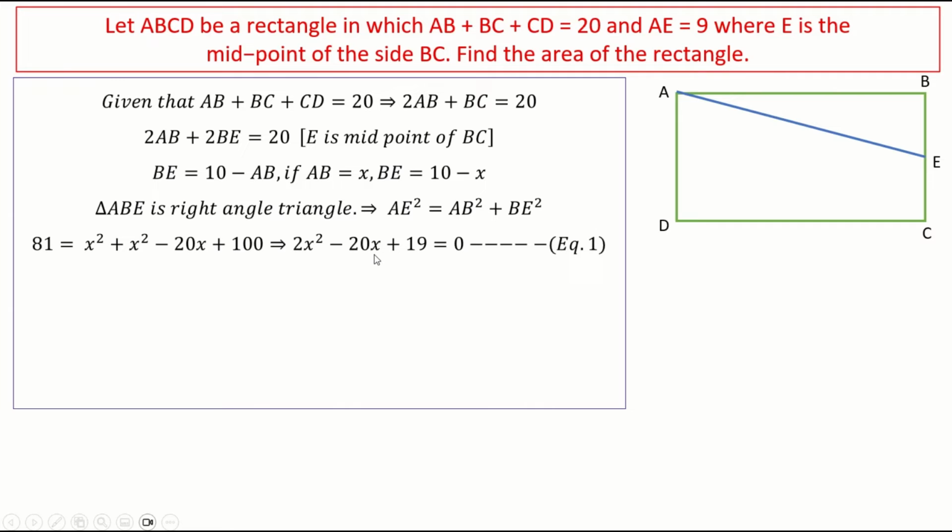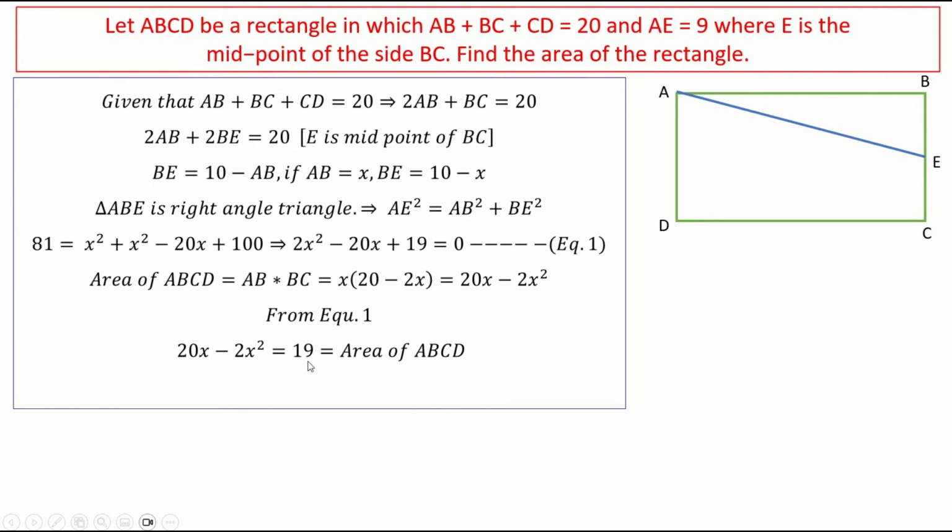I'm not trying to find x here because I can see the area is this expression. Okay. Area of ABCD equal to AB into BC. AB is nothing but x. BC is twice the BE, that is 20 minus 2x. So area is nothing but 20x minus 2x square. Correct? So from equation 1, I can see that if I take 2x square minus 20x to the RHS, it will become 20x minus 2x square. From equation 1, this is the one. This is the area of ABCD. Right? So the area of the rectangle is 19 units. This is easy, right?